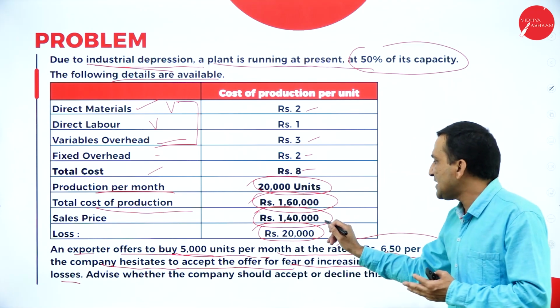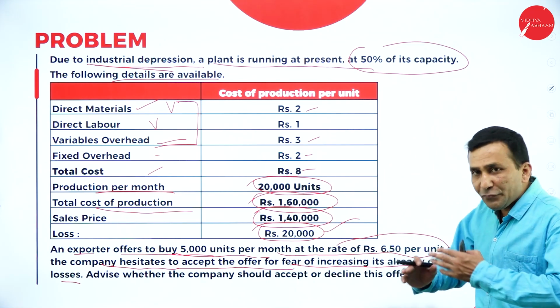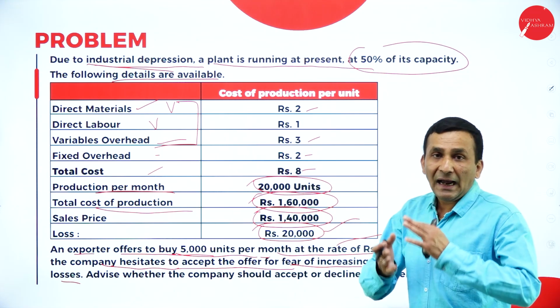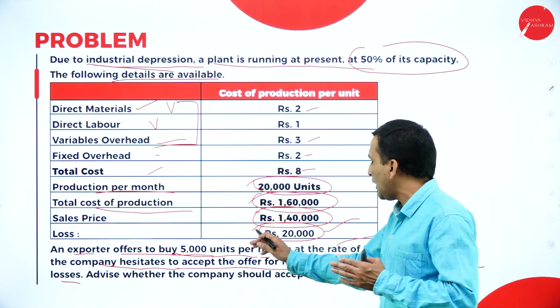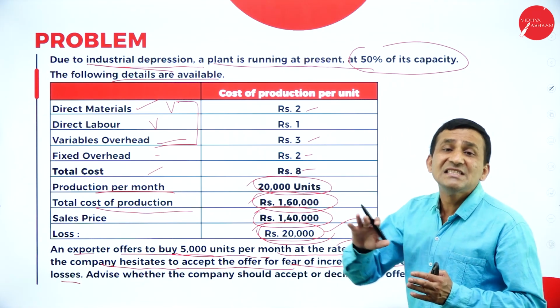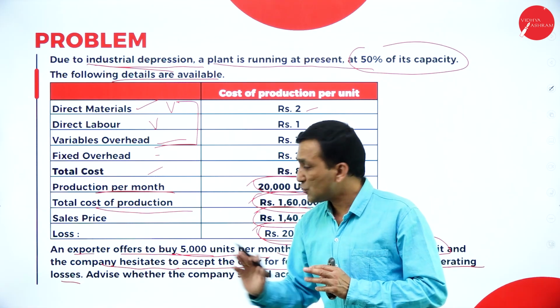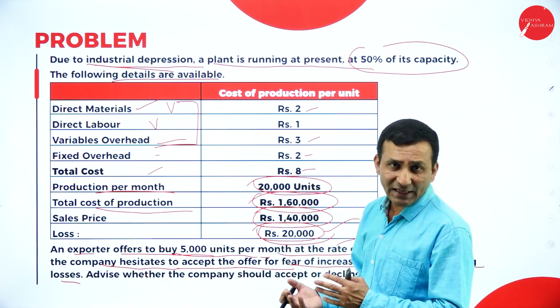So we are actually facing a loss of 20,000. If you start producing the extra 5,000 units along with the 20,000, is the loss of 20,000 going to reduce or increase? That is what the management is bothered about, so they are hesitating to take the offer.